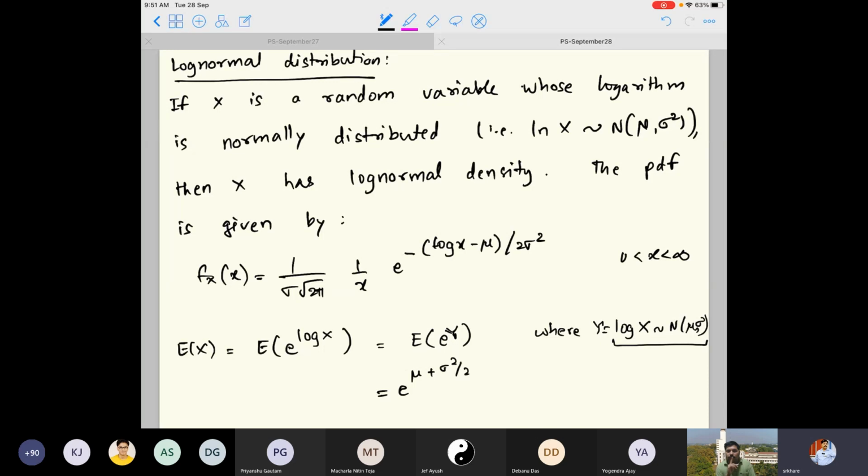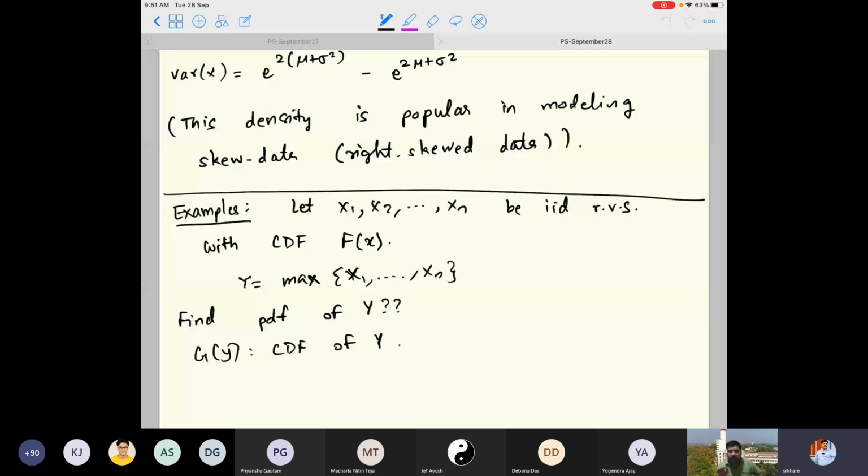Okay. Yes, sir. So right now I do not have time, so I'll not go into that. But you can derive it with the logic that we have done so far. So the density looks like this, expectation and variance look like this.